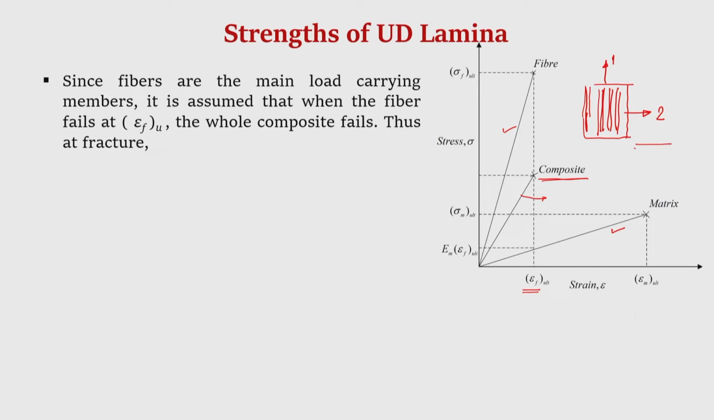Suppose if you consider a representative volume element with one fiber, so that the volume fraction is maintained, and if you apply load along 1, if the fiber breaks, if the fiber fails, then the whole composite has failed. We assume that the whole composite fails. Thus, at fracture, suppose this lamina is loaded along direction 1, suppose F c is the load on the composite. We have seen in our last lecture that the total load F c is actually shared by the fiber and the matrix.